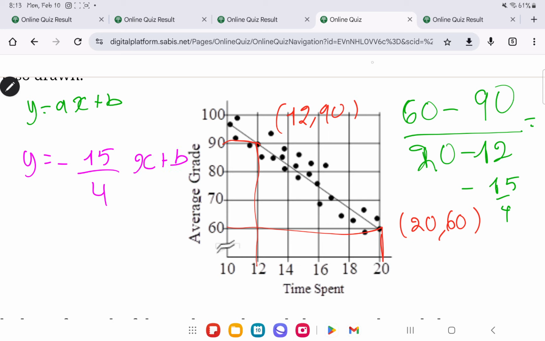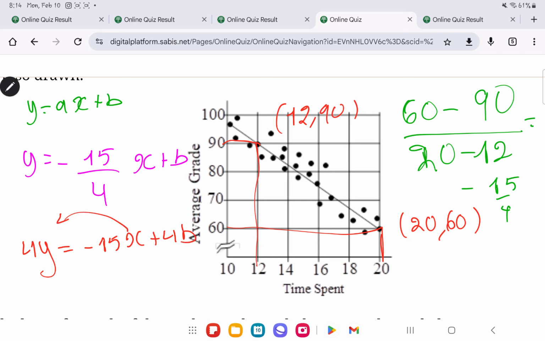Okay, now to find the value of b, you could either find it later by doing this method, or you can just find it now by substituting. I personally prefer to find it later by first making this not into a fraction. So how do you change it from being a fraction into not being a fraction? You multiply everything by 4. So it becomes 4y is equal to minus 15x plus 4b.